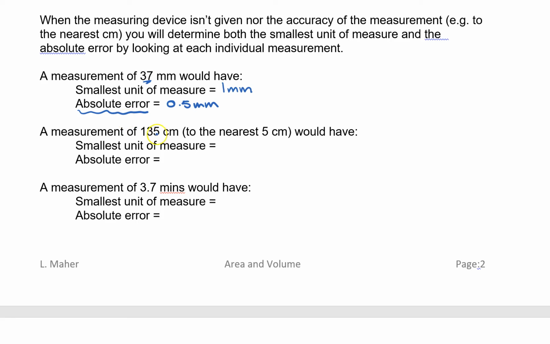If you've got a measurement of 135 and you're told it's to the nearest 5 centimeters, then this is telling you what the precision is, or what the smallest unit of measure is, and it's 5, and half of that is 2.5. So the absolute error of that measurement, given this detail, would be 2.5. If we weren't given that detail, we'd probably assume, as we did above, that the measurements were going up by 1 centimetre.